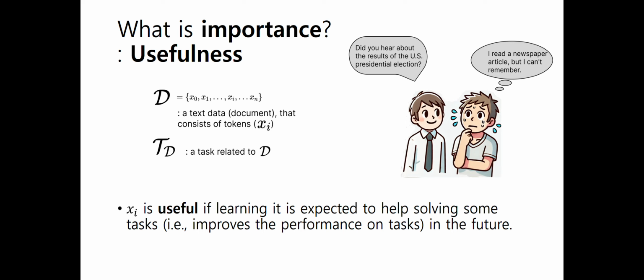In other words, given a text data D composed of tokens X, if learning a specific token Xi can enhance performance on future tasks TD more than learning other tokens, then the token Xi can be considered more useful.